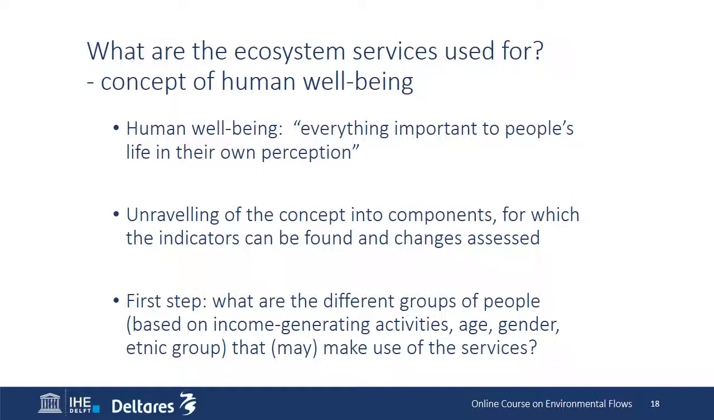And I think the first step in considering how ecosystem services are important to people is by looking at what different groups of people live in the area that are likely to be affected differently when ecosystem services change. And groups of people can be distinguished, for example, based on their income-generating activities. Some people will depend on catching fish, while others maybe depend on agriculture in recession areas. But there are other characteristics based on which we can distinguish different groups. Could be age, or gender, or the ethnic group that people belong to.